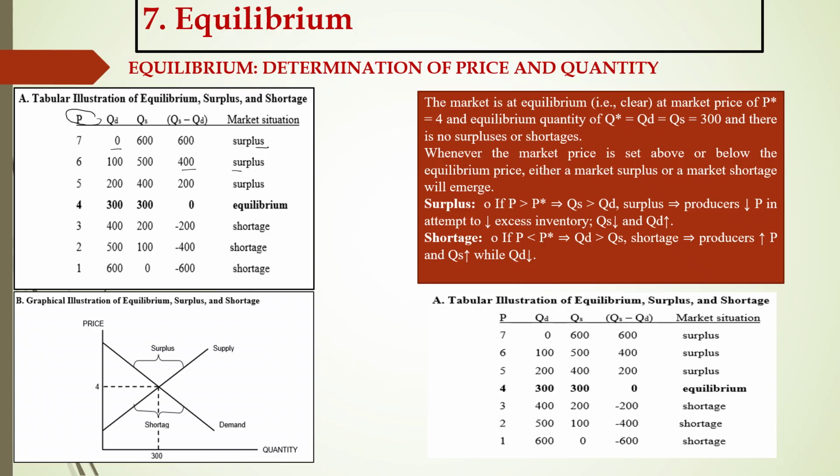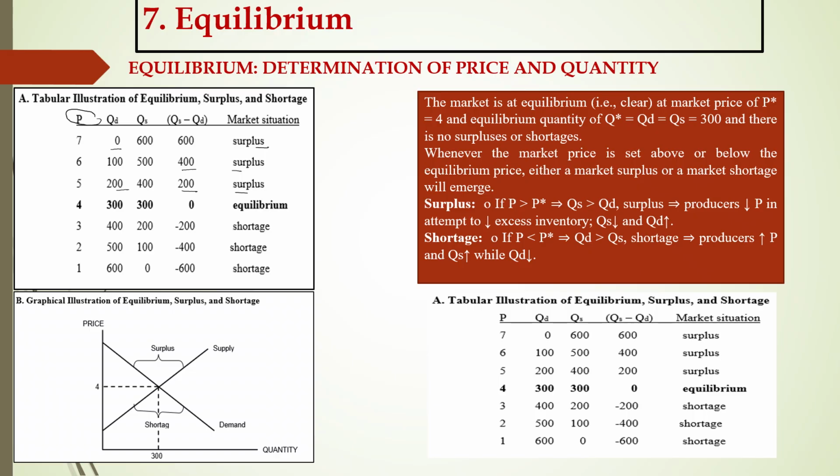Again, when the price falls to 5, the quantity demanded increases to 200 and the quantity supplied falls to 400. So now you can find out 400 minus 200. 200 is the extra, more supply of product in the market, so there is a surplus.